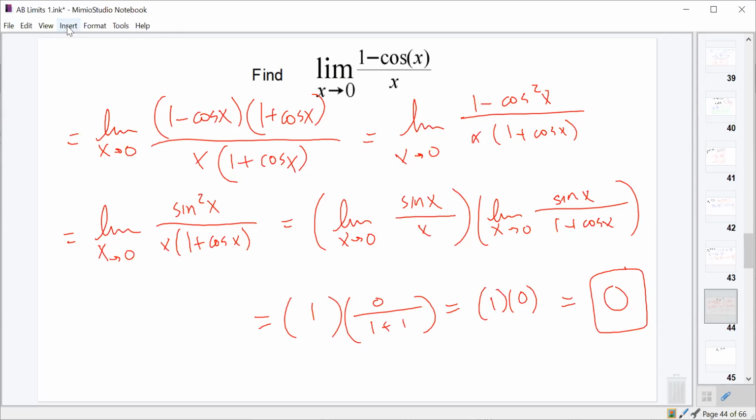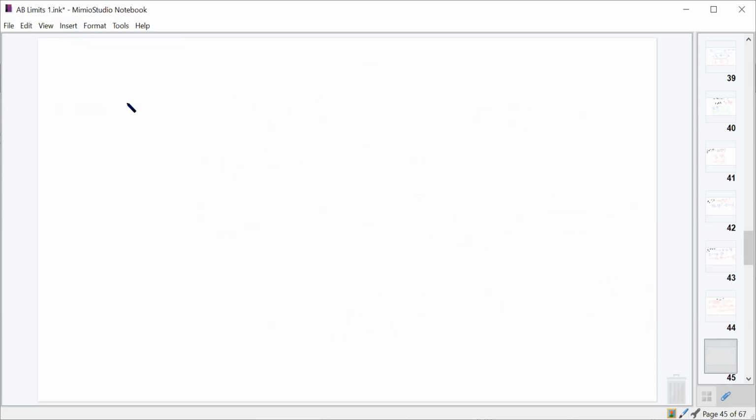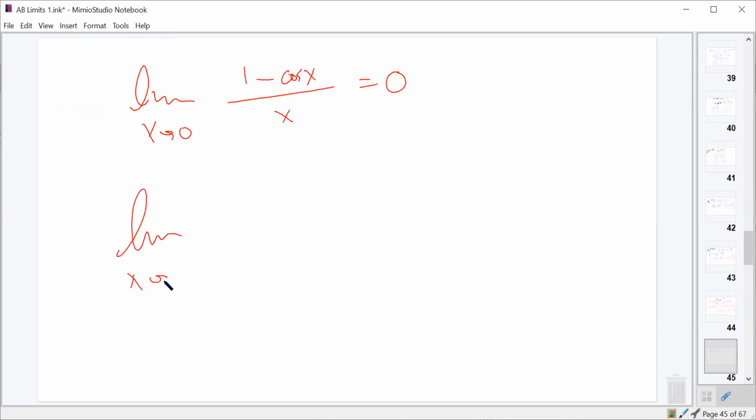That's another one that you're going to want to memorize. So I'm going to write this here. The limit as x approaches 0 of 1 minus cosine x over x equals 0. Memorize that. And we could have proven this one in almost the exact same way. But if you flip it into cosine x minus 1 over x, it still equals 0. So you want to have those memorized as well.